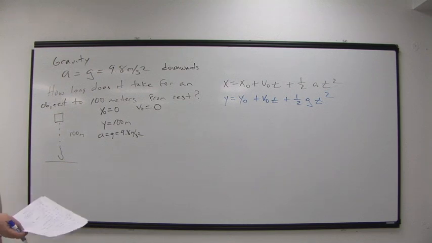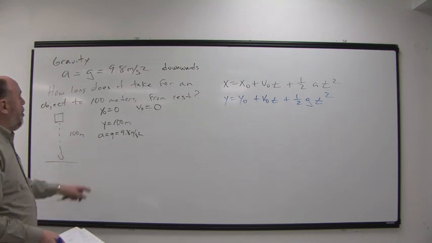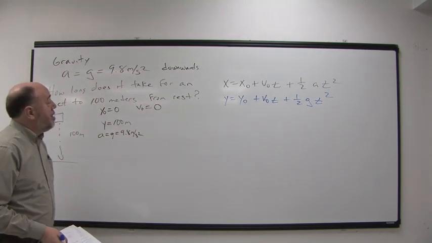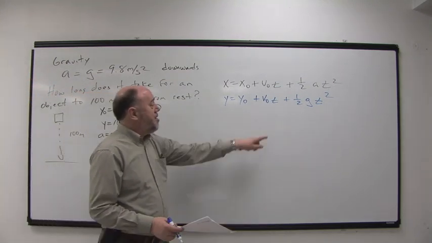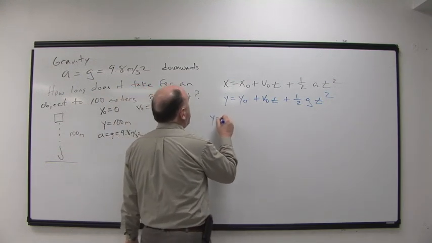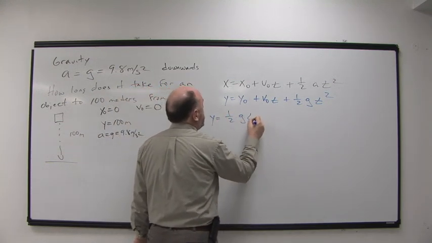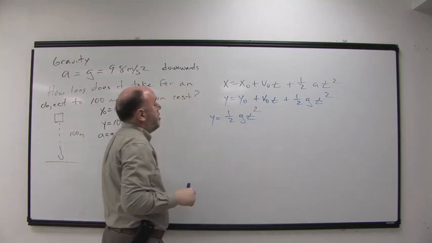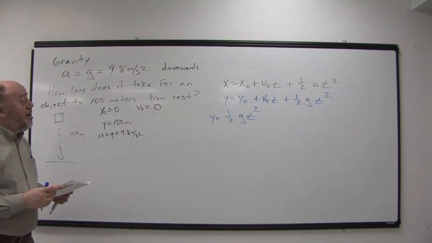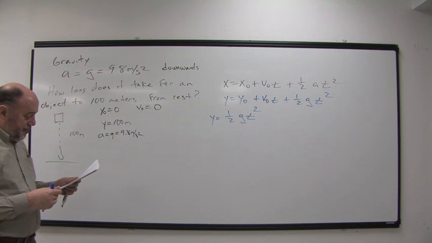Now we want to find how long it took for this object to drop 100 meters. If I look at that equation, y naught is 0, which means that term goes away. V naught is 0, so that term goes away. And we end up with just y equals 1/2 g t squared. It's that equation that we will actually be using in the lab that deals with free fall.